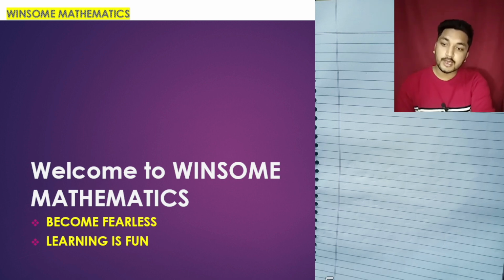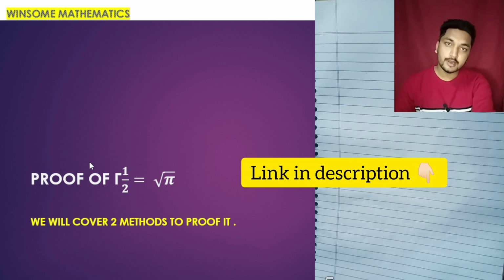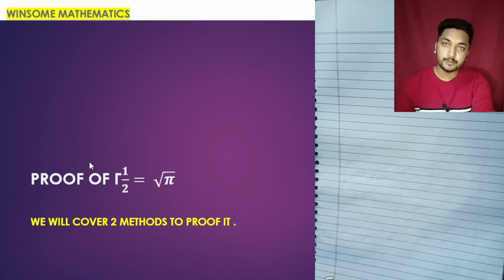So now coming to the second slide, we will discuss which topic to cover. Simple, we have to see the most awaited topic, that is the proof of gamma 1 by 2 equal to root pi. Beforehand, if you haven't watched all the videos concerning beta and gamma functions, please check the description. The link is provided, and you must watch all the videos related to it, so that you will feel much more convenient in this video.